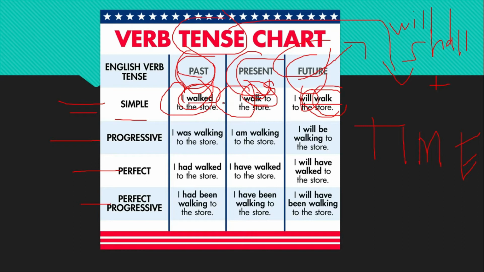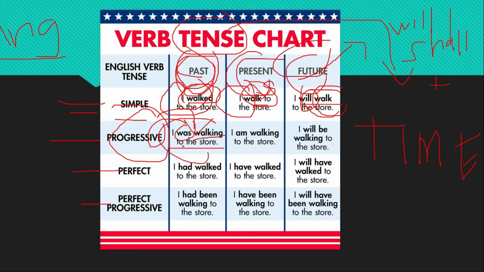Now moving forward, we have the progressive form of the verb. Progressive or continuous form takes the ing form, meaning to say the main verb must end in ing. Example, for the past tense, I was walking to the store. The subject is I, that is why we use the linking verb was, and then succeeded by the verb walk plus ing. I was walking.